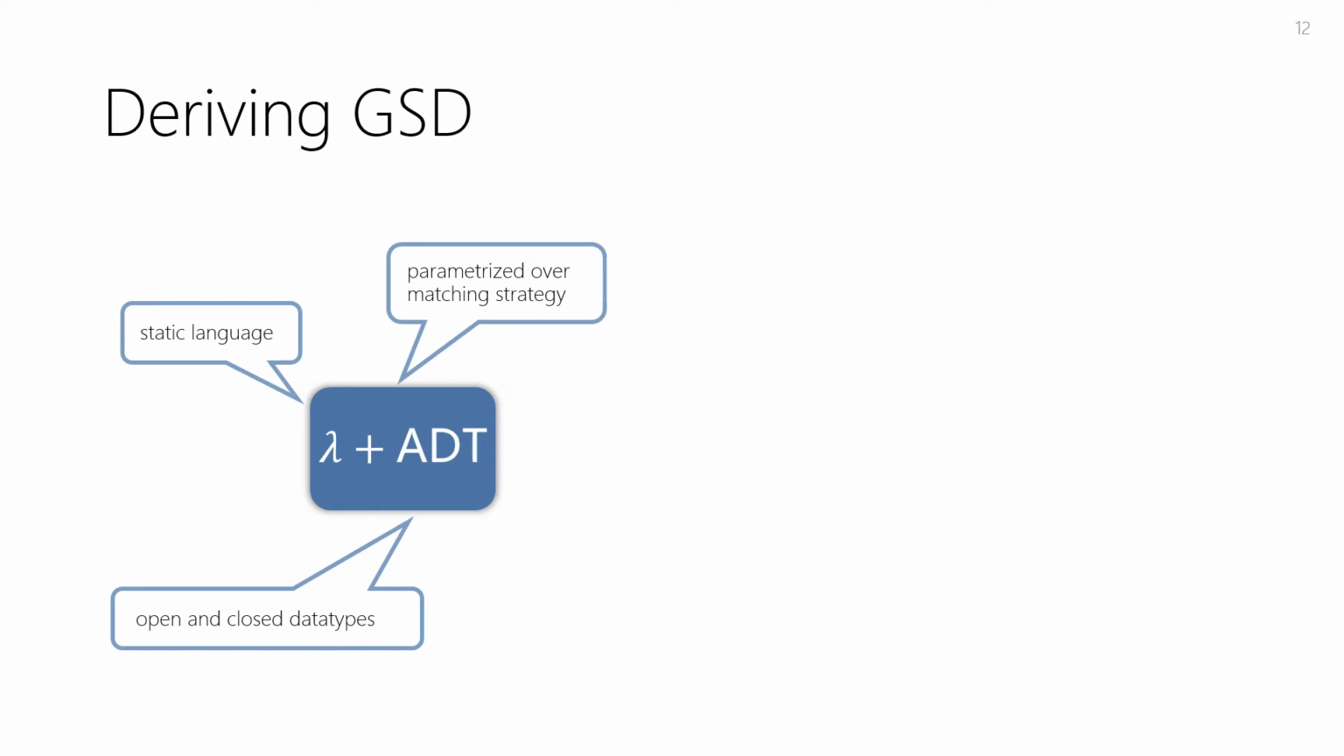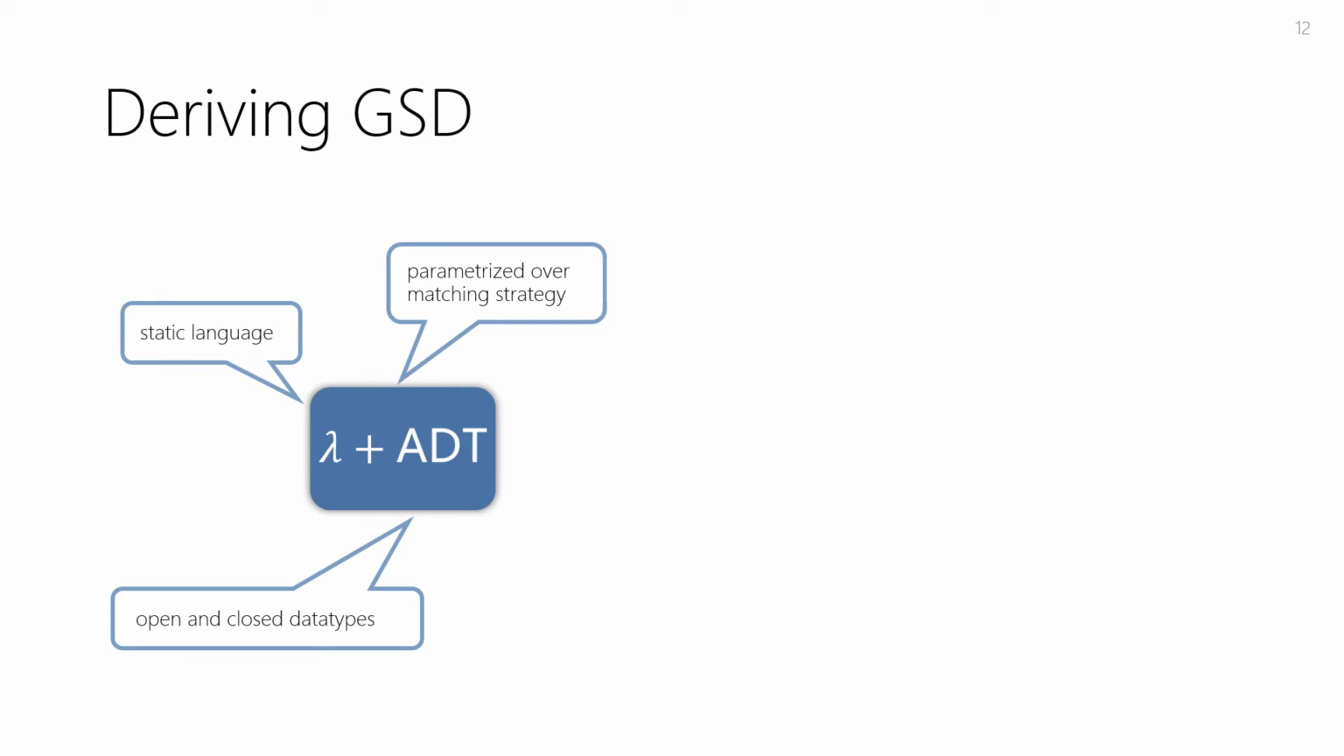GSD is a gradual version of a simple static language with nominal algebraic data types. The language has two interesting features. It supports open and closed data types in the spirit of extensible variants, and it's parameterized by matching strategy, meaning that the formalization does not depend on the particular definition of validity for pattern matches.